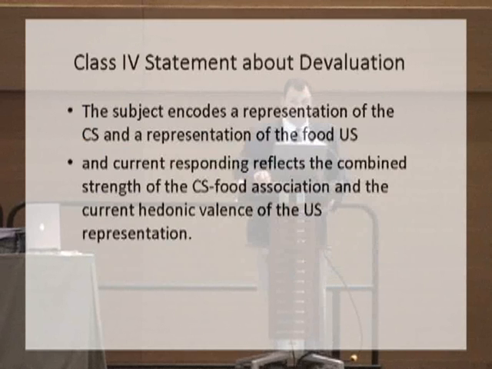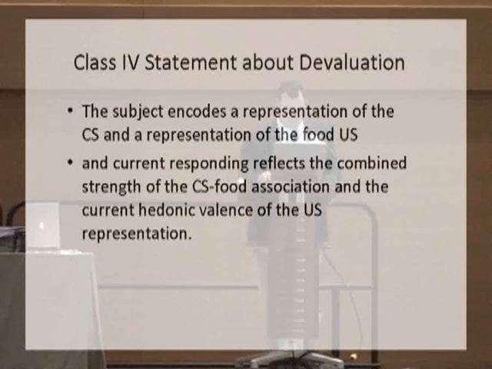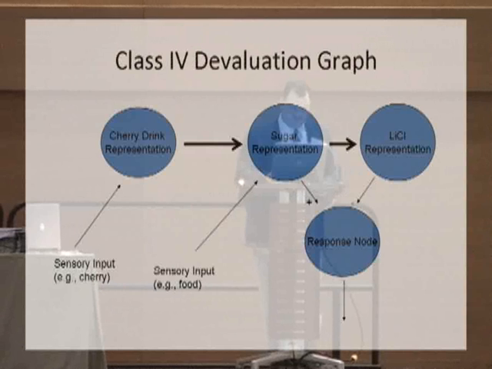Now, how is this explained in associative learning? Well, we can make a couple of sentences about it. We could say the subject encodes a representation of the CS and a representation of the food US, and current responding somehow reflects the combined strength of the CS-food association and the current hedonic valence of the US representation.